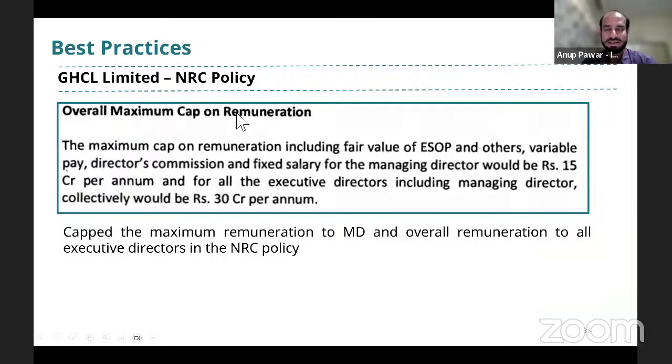This is the GHCL example I was talking about. They had actually said that remuneration to the MD, including fair value of ESOPs, would be 15 crores. Overall, all executive directors would not get more than 30 crores. Again, one very rare example of an absolute cap being there on remuneration structures.